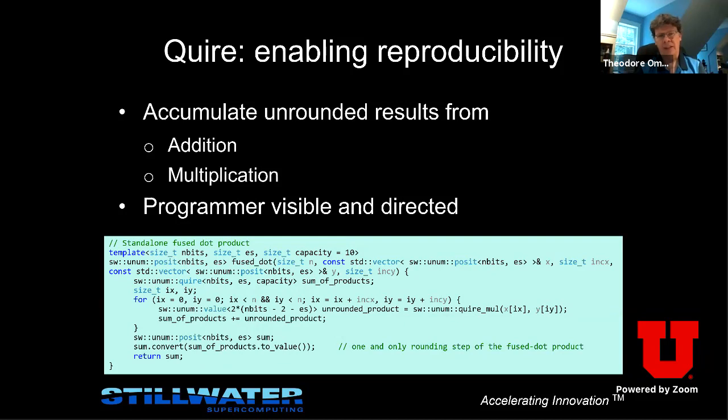The example given here is a typical fused dot product that is implemented in the Universal Library. And you can see that the quire is programmably visible. It is tied to the posit that it's accumulating, and the reason for that is that the size of the quire is very dependent on the dynamic range of that posit. So they're tight, and they become available to the programmer to direct the computation where they would like to have more fine-grained control over the rounding error.